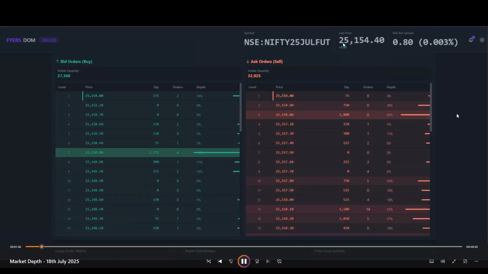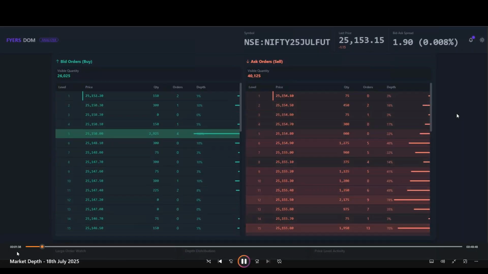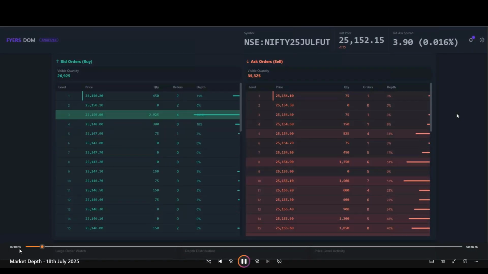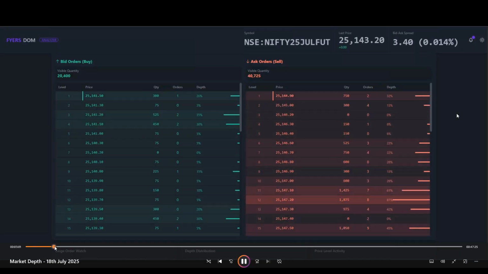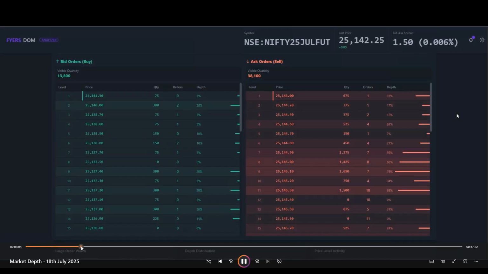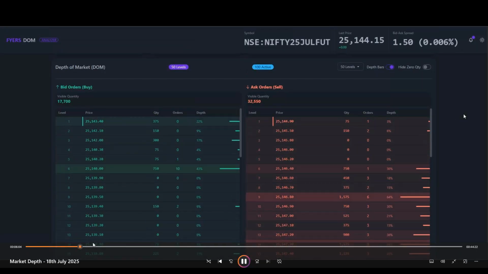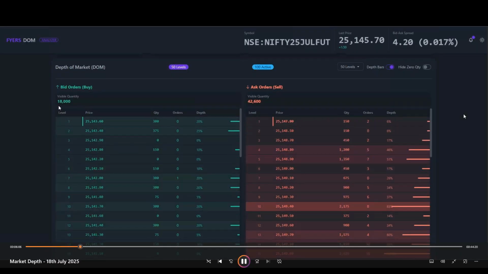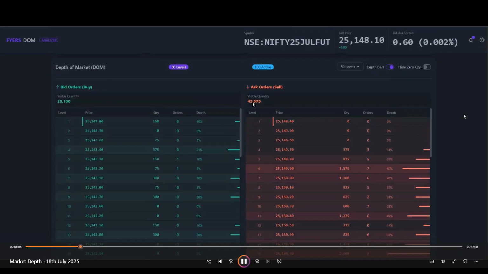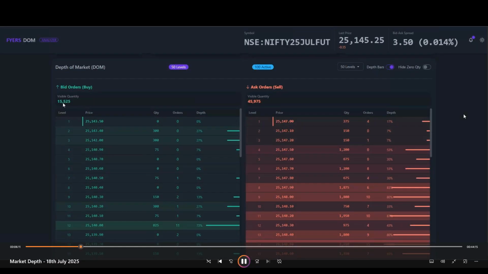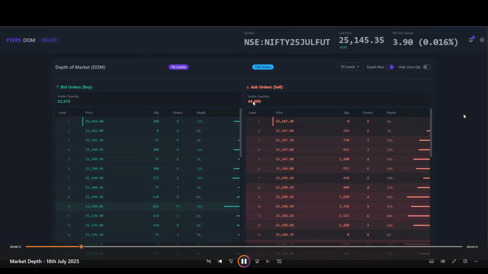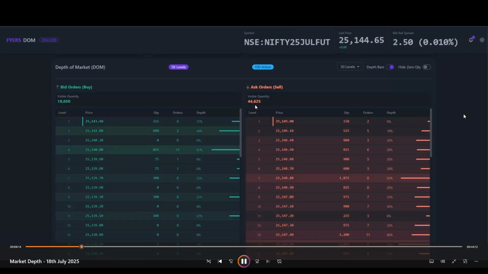As you can see, the price is still at 25,154. Hardly 1 minute has gone by. Let me fast forward to what really happened later on. This is 6 minutes later. Even 6 minutes later, you can see the visible quantity is lesser. Most of the time you can see 10, 15, 18, and then 34, 46, 50. That's the number you can see over here.